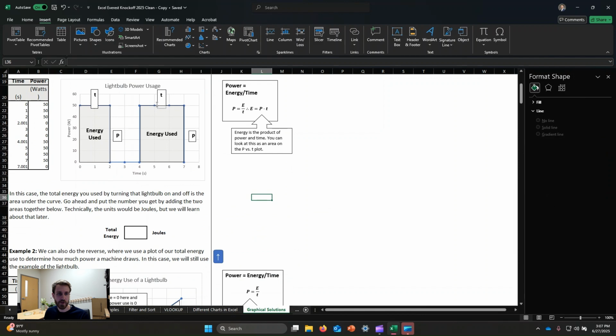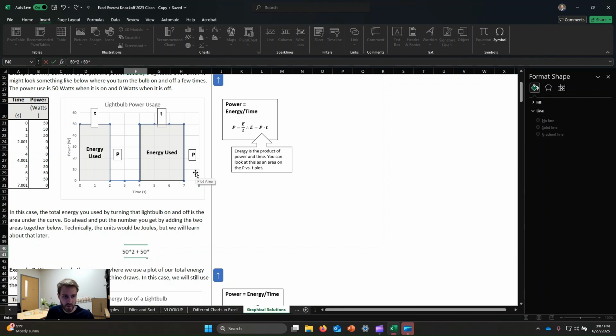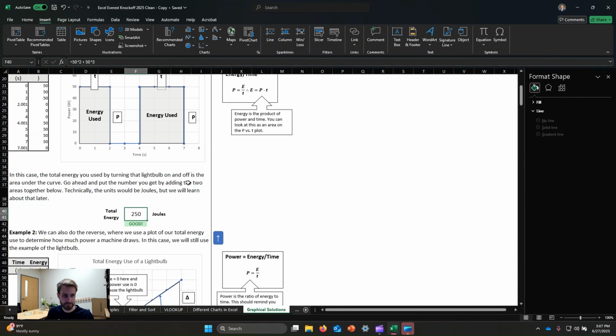So to get the total energy here, we just add up the area of these two rectangles, which is going to be, they're both at 50 watts. So 50 times 2 for that first one, which is 2 seconds, plus 50 times, looks like it's 3 seconds long. And then we need an equals at the start. Equals, and there we go, 250 joules of energy was consumed by this 50-watt bulb.